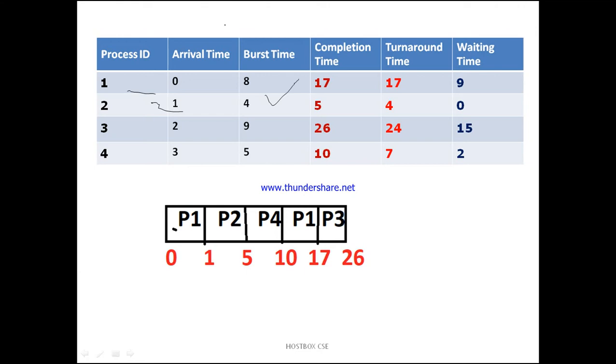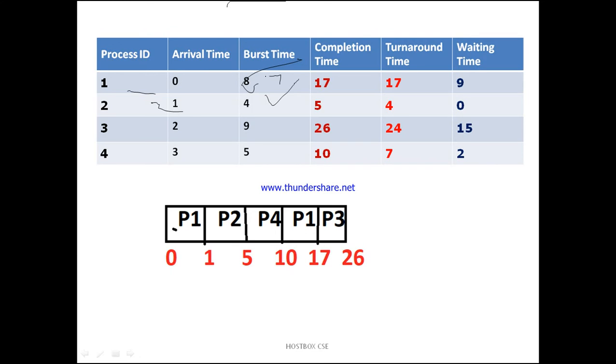Remember, P1 has already executed 1 millisecond, so the balance burst time is 7. Now the burst time of P1 is 7, P2 is completed, P3 is 9, and P4 is 5. Which process has the lowest burst time? By default, P4, with burst time 5. So the CPU starts to execute P4 now. Completion time of P4 is 5 plus 5, that is 10.